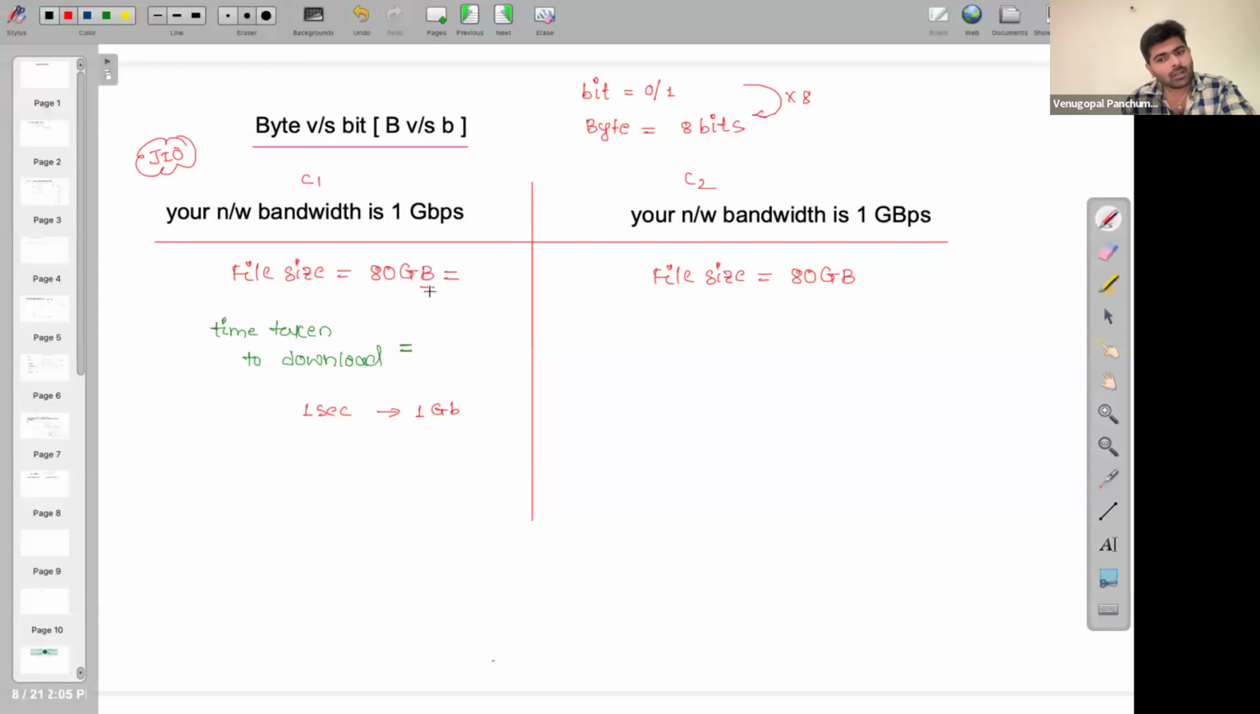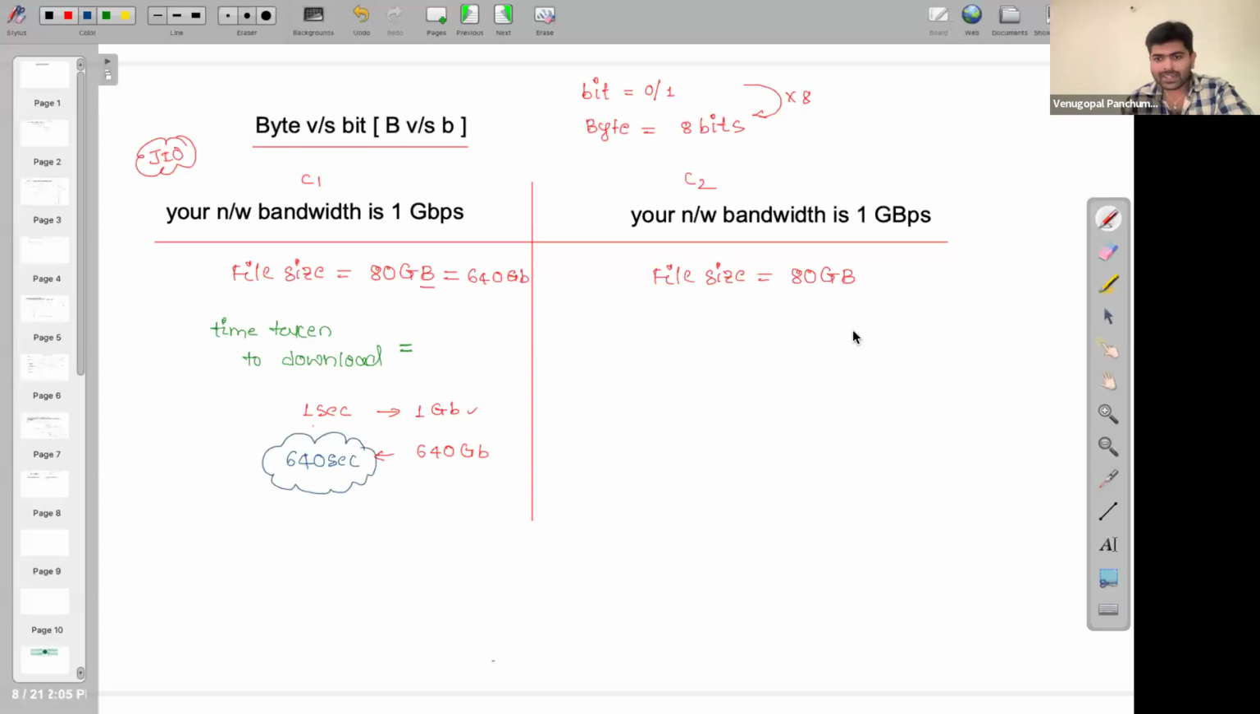So 1 B is nothing but 8 bits, right? Therefore this is 640 gigabits. So in 1 second you get 1 Gb, and if I want to download 640 Gb, how much time is that going to take, friends? 1 Gb per second, total 640 Gb, 640 seconds. Simple, na? So it's going to take a total of 640 seconds.